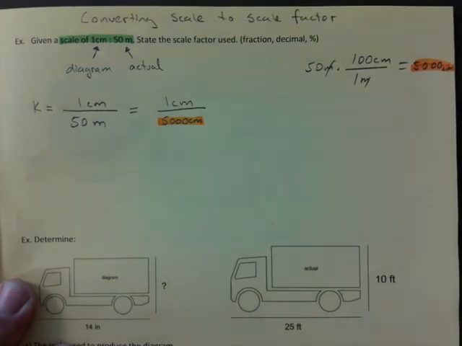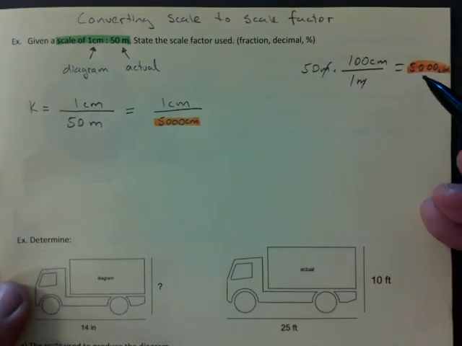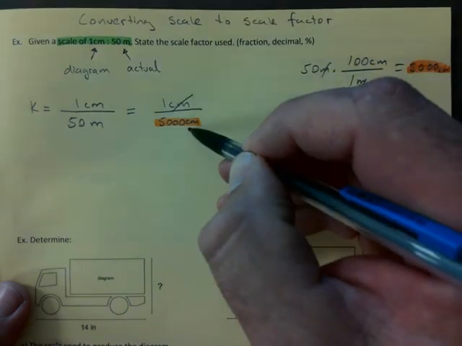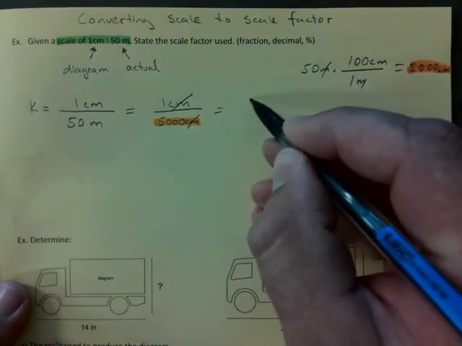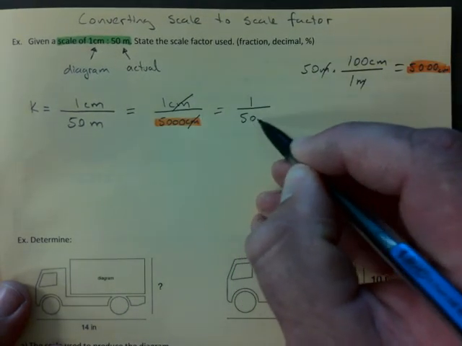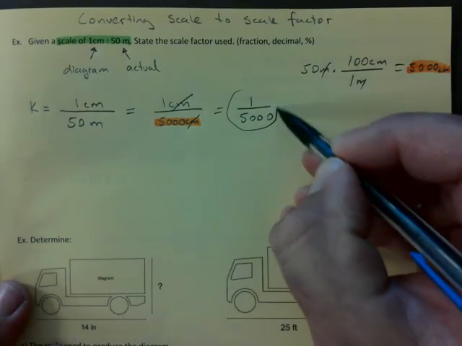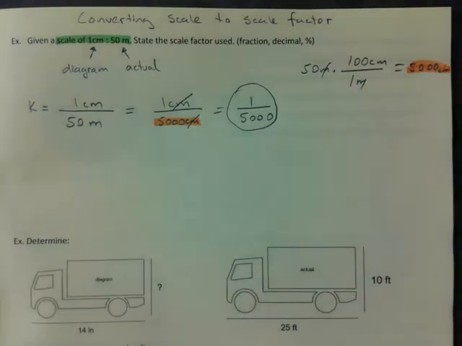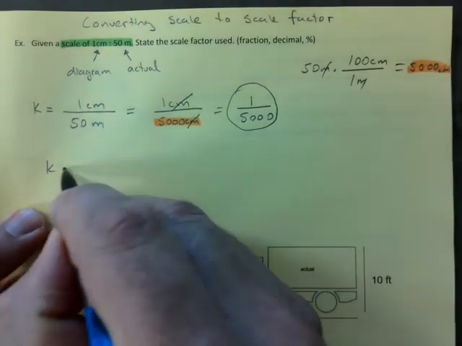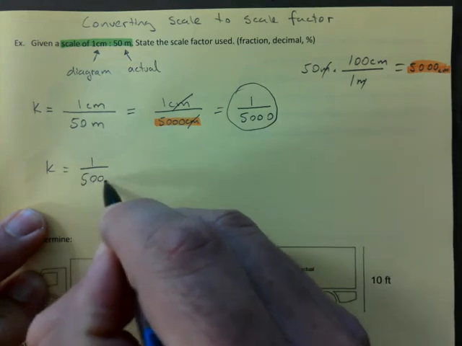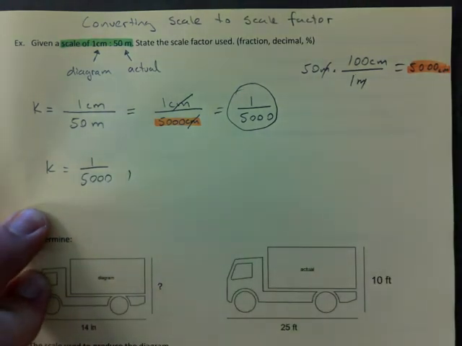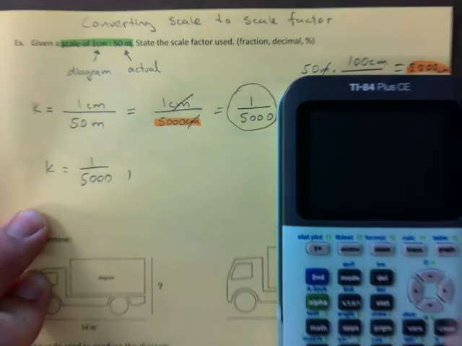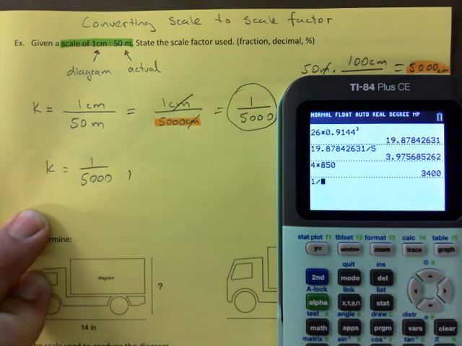But I needed to do this on the side, right? And now we get to cancel out the centimeters. So we're left with 1 over 5,000. And there you're technically done. This is correct. But if I ask you to state it in the 3 formats, right? K is equal to 1 over 5,000. Or turn that into a decimal. You know how to do that? Yes, you do, right? Just 1 divided by 5,000.